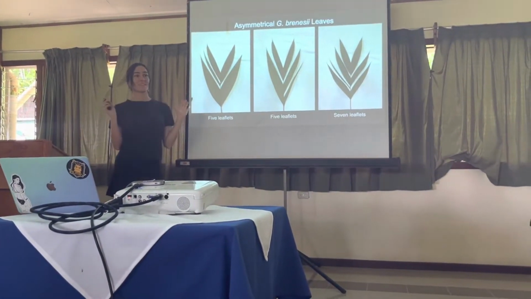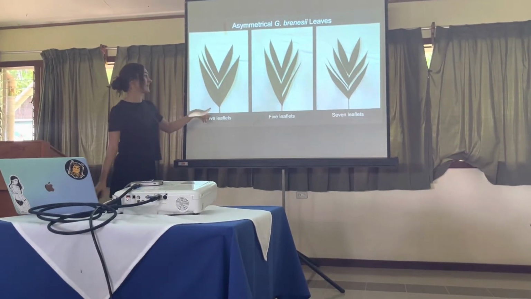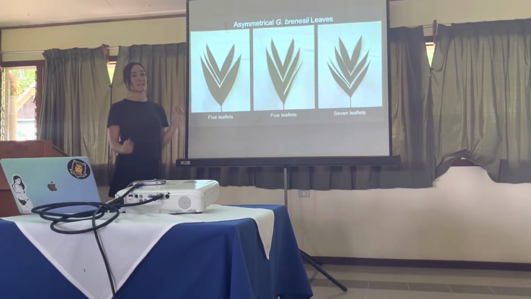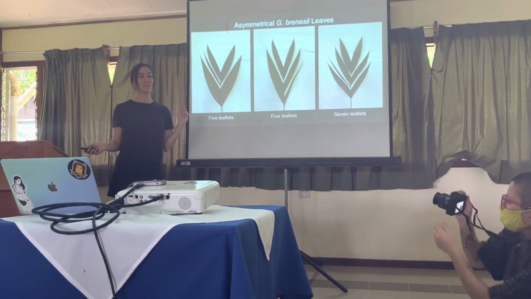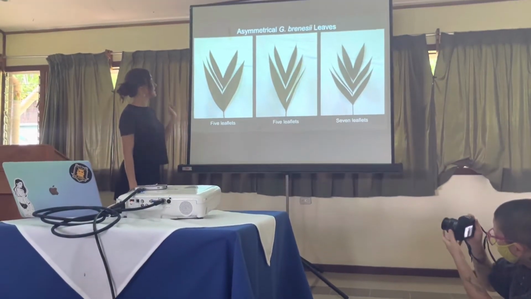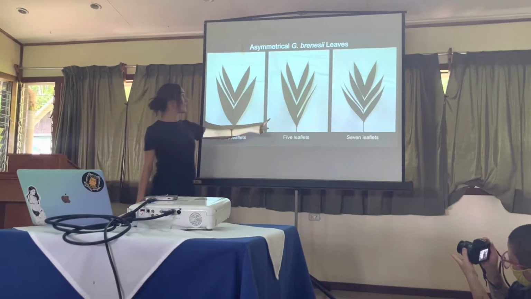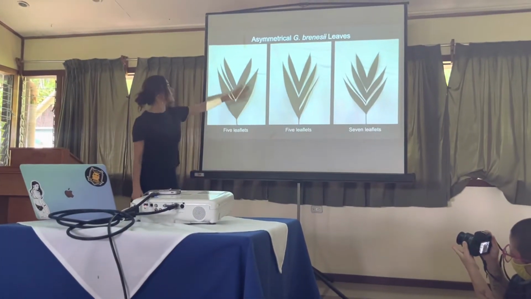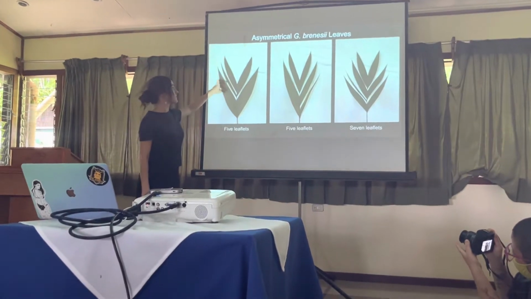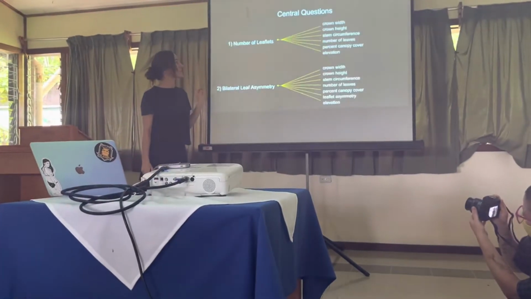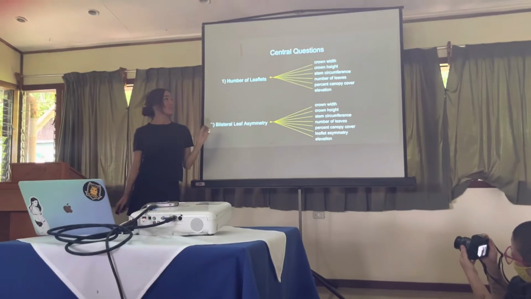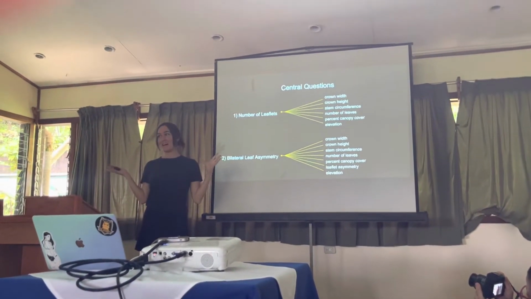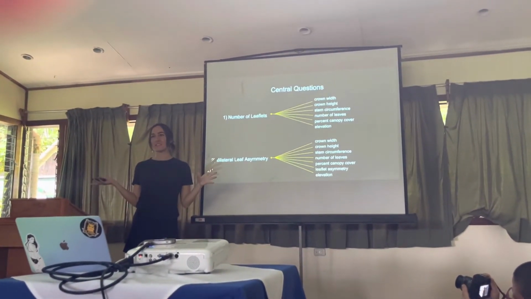Then I found some that were asymmetrical. So we have 5 leaflets, 5 and 7. They can get up to 15 leaflets per leaf, which is quite a lot. But even among the ones that are both 5, you can see that the orientation of the leaflets is very different. So this whole thing together is 1 leaf, and each one of these is a leaflet. That led me to my questions: why is this happening? Why is there so much variation in the leaves I was finding?